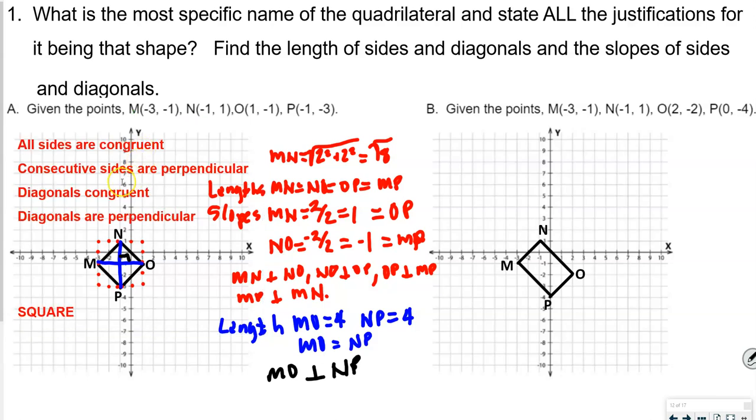All the sides are congruent, consecutive sides are perpendicular, diagonals are congruent, and diagonals are perpendicular. So if all those properties are true, then this is a square. All right, now we're going to go on to this next one.